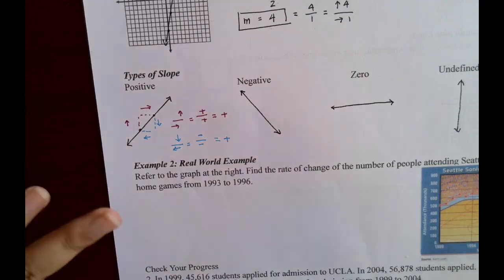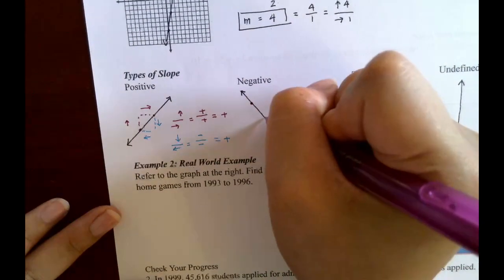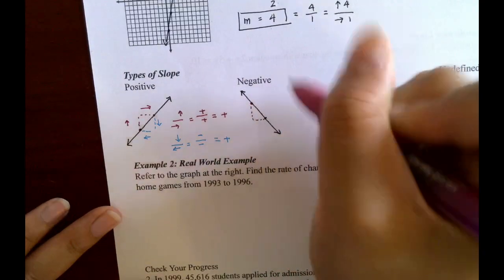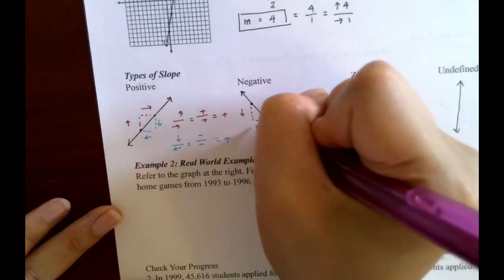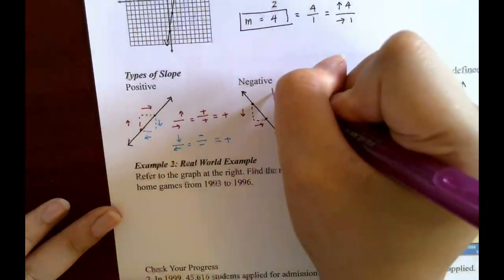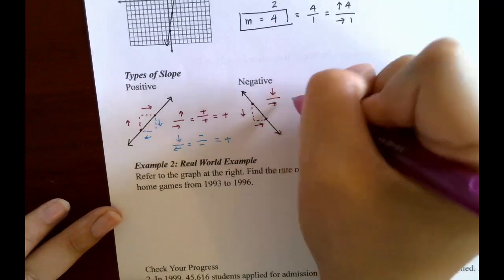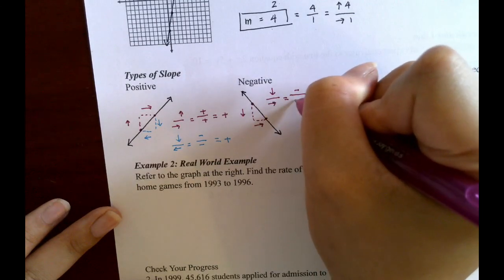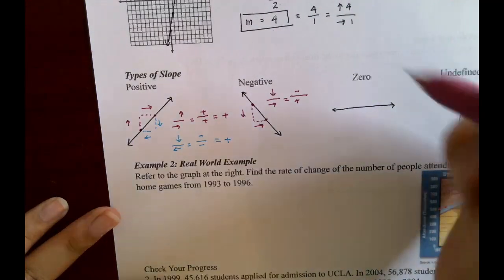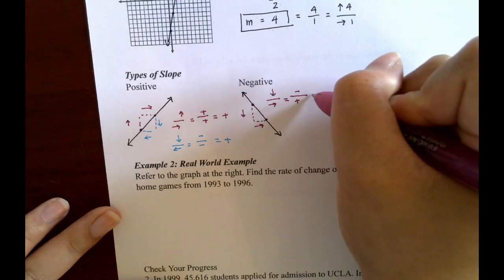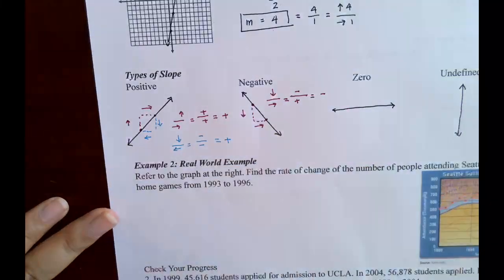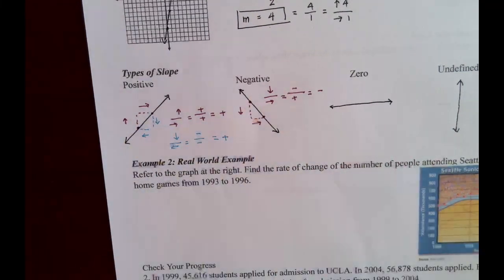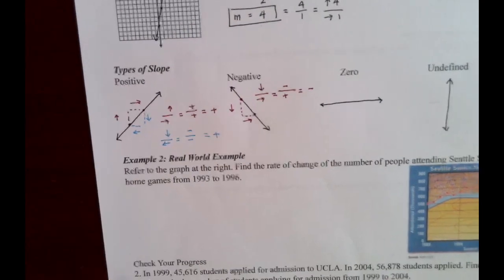Negative slope: to go from one point to the other, note I'm going down and to the right. Down is negative. Right, however, is towards positive numbers. And negative divided by a positive is a negative. And I don't think I have to show you the alternative; it would also be negative.